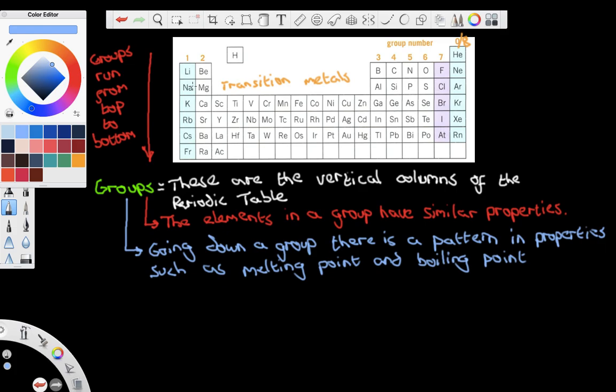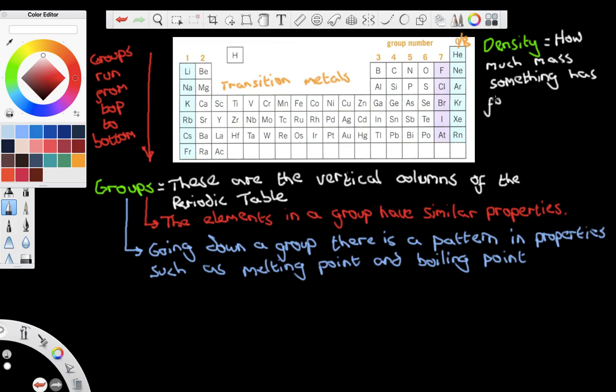For example, you could have the density changes. Density is how much mass something has for its volume. So we'll put that as a keyword over here, density. And we can define density as how much mass something has compared to its volume, or for its volume, we'll put for its volume.